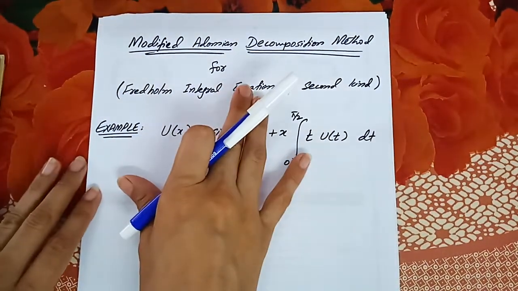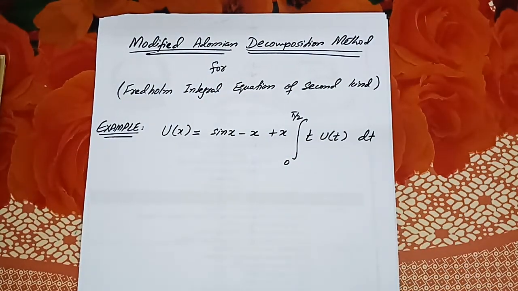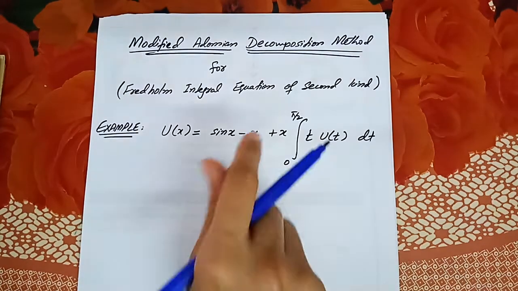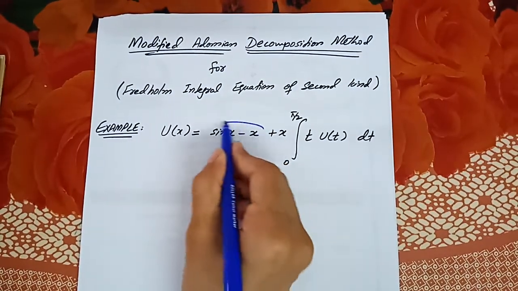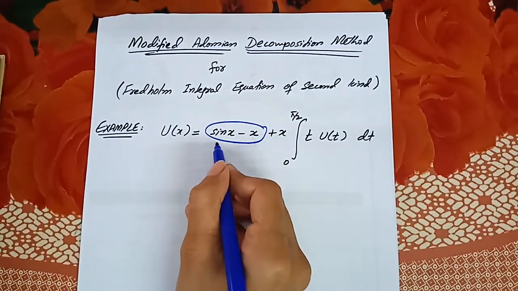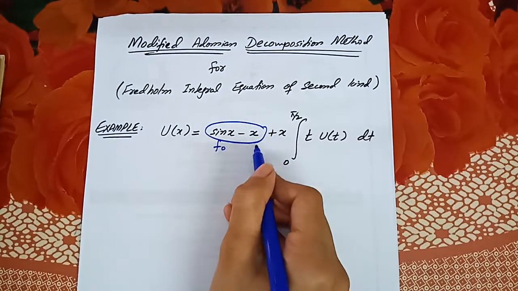And the same method, the modified Adomian decomposition method, is used to solve the Volterra integral equation as well. That is shown in the previous video. Now let's solve this. For the modified Adomian decomposition method, you have to split your function into two parts. Let's take it as f0 and take it as f1.